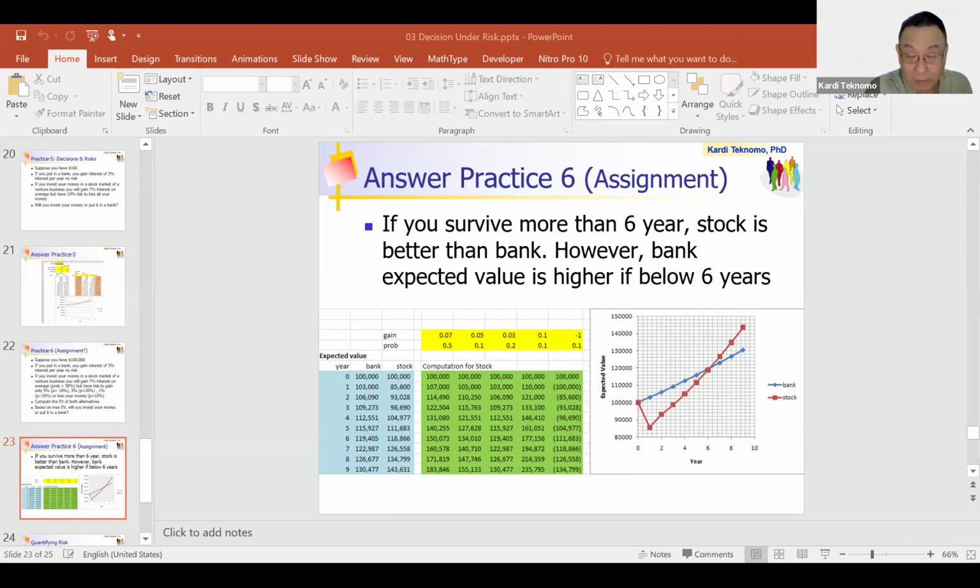So if you are aiming for the long term, you should probably consider the stocks. But if you consider the short term, putting the money in the bank is probably better.